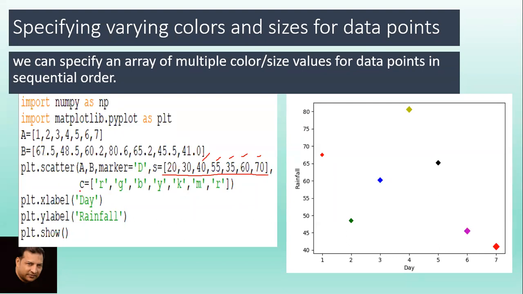Similarly, we can give colors in sequential order. R stands for red for the first data point, green, blue, etc. See, this is red, then this is green, this is blue, and so on.